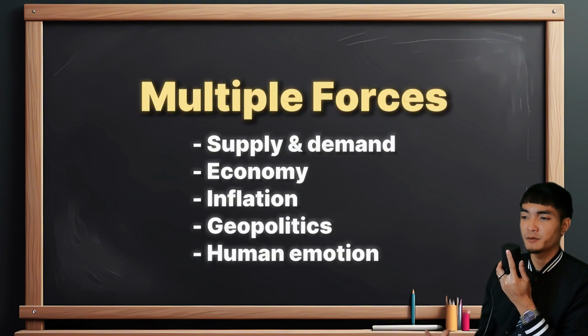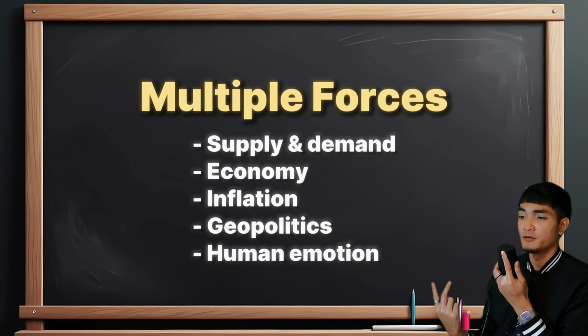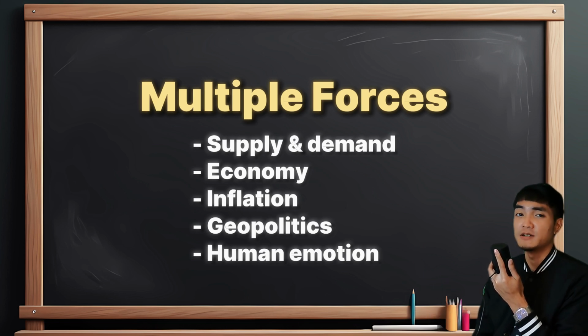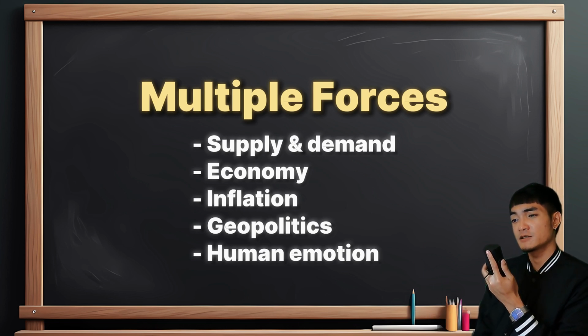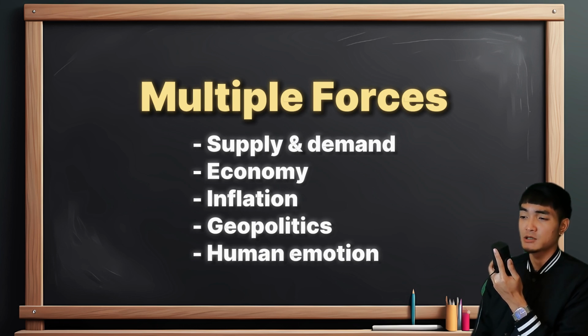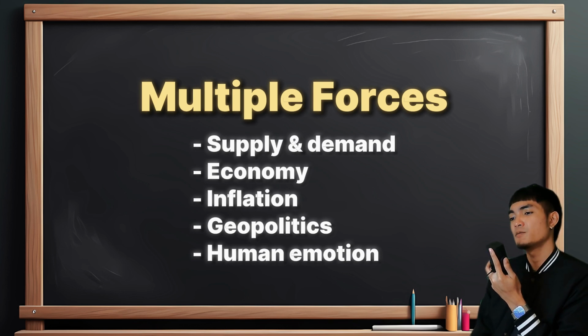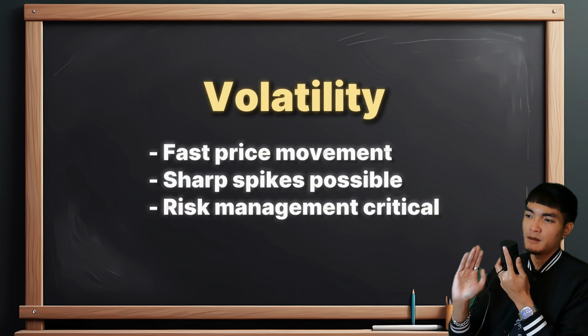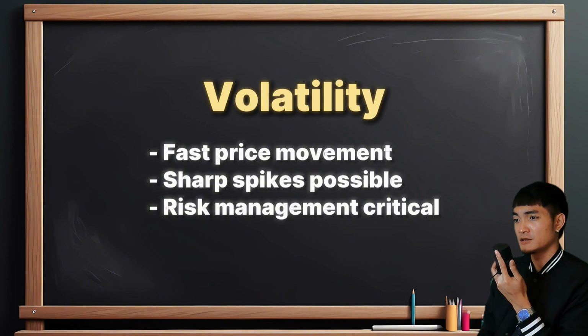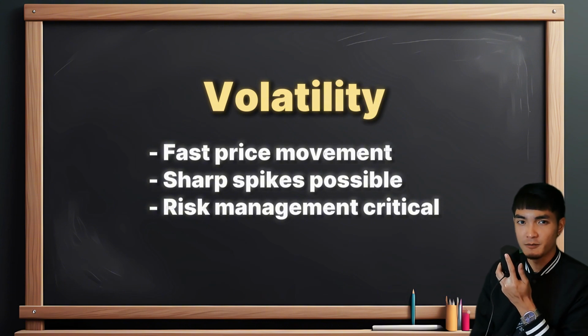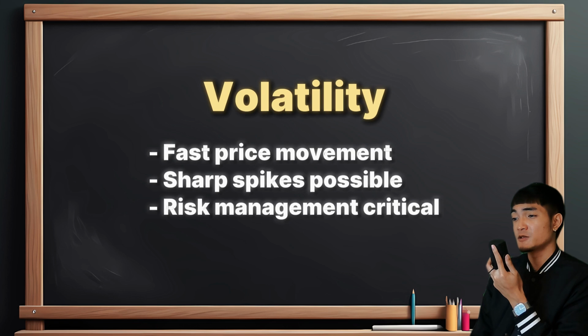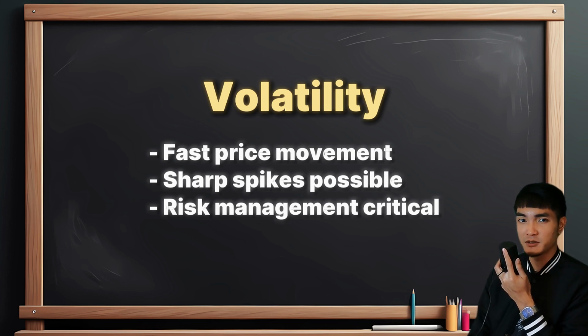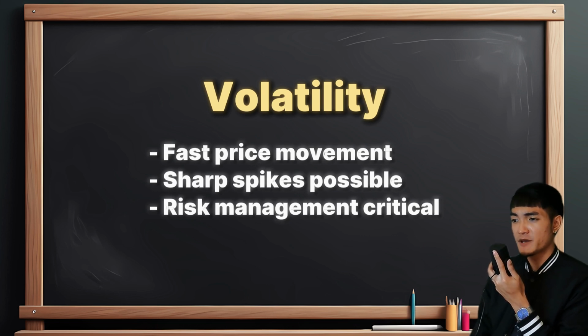Now layer everything together. You've got real supply and demand, economic growth or slowdown, inflation, interest rates, geopolitical risks, market expectations, and human emotion, all interacting at the same time, all being priced in real time. And this is exactly why commodities can feel fast and very unpredictable, because they are one of the purest markets where real-world events translate directly into price movement. There's no hiding behind long-term narratives. Things move when the world moves.